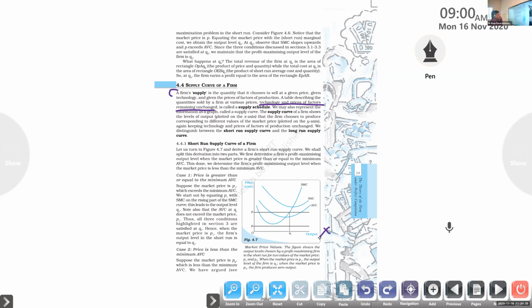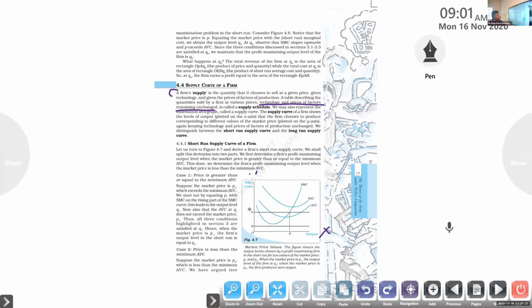So that the firm chooses to produce corresponding to the different values of the market price plotted on the y-axis. So price of the commodity will be on the y-axis. Clear or not? Just observe here, the supply curve of a firm shows the levels of output plotted on the x-axis that the firm chooses to produce, corresponding to different values of the market price plotted on the y-axis. So you can see here P1, P2, the price of the commodity 1 and 2. Different prices. You can easily observe how much quantity of the product the firm will produce related to the price existing in the market.